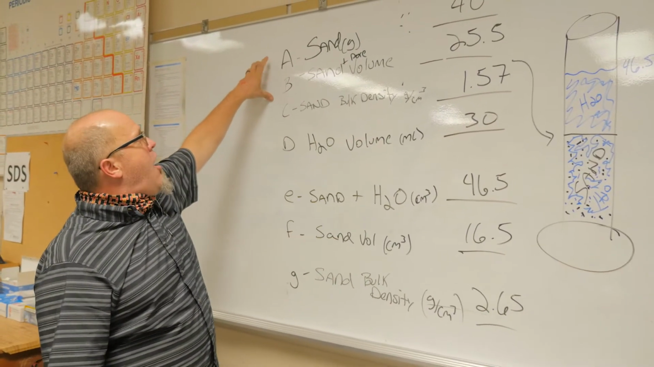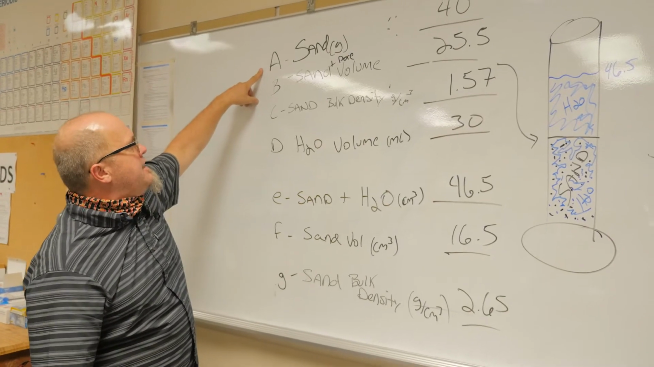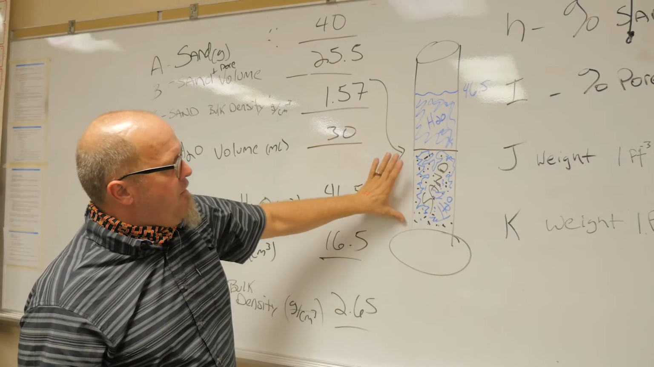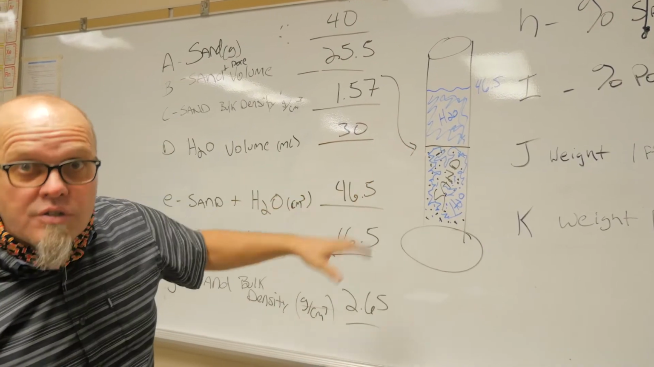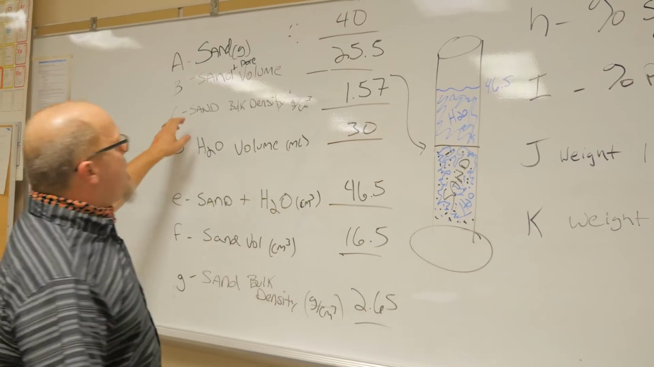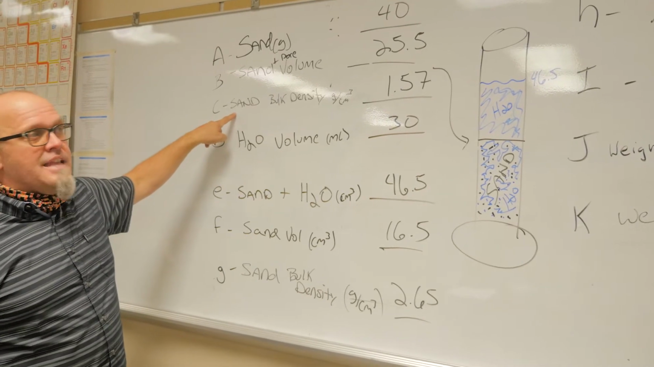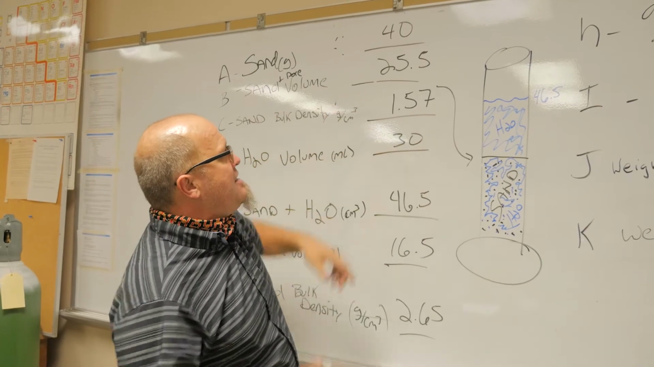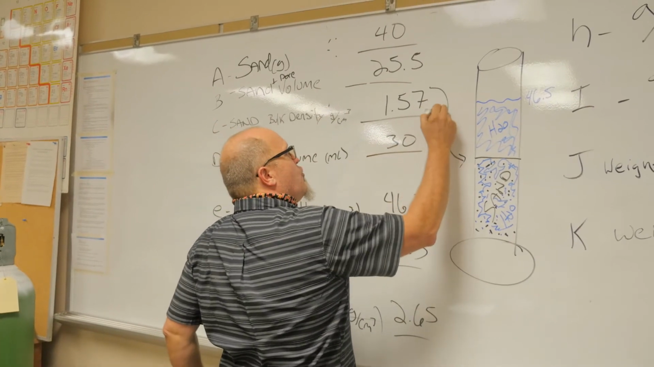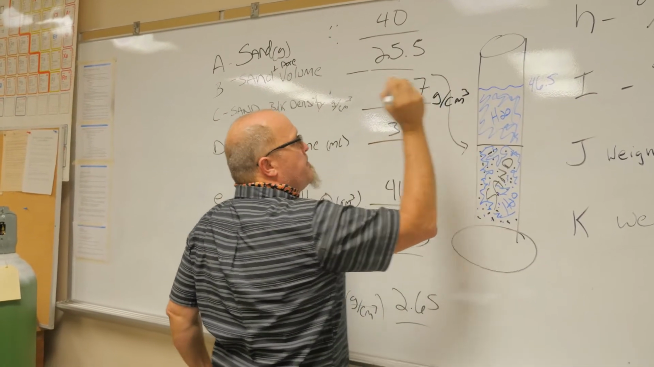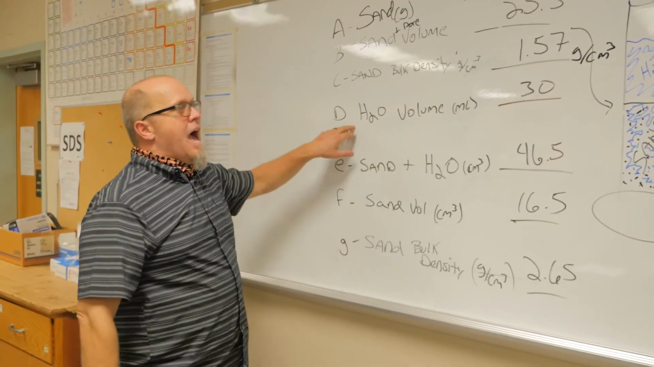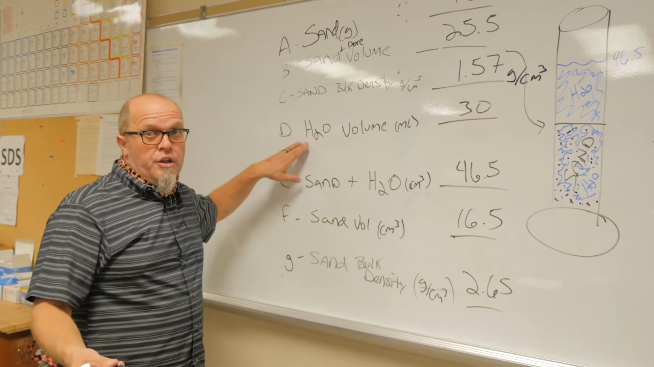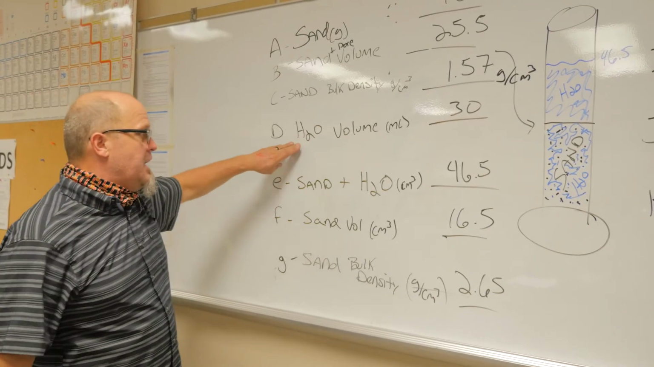We started off with A, which is 40 grams of sand. Then we put that in a graduated cylinder, and we got 25.5 milliliters, or cubic centimeters, of volume. Then we can calculate the density of that material pretty easily: mass divided by volume. In this case, it's 1.57 grams per centimeter cubed. Then we added a known quantity of water, 30 milliliters, which would also weigh 30 grams with that 1-1-1 relationship.